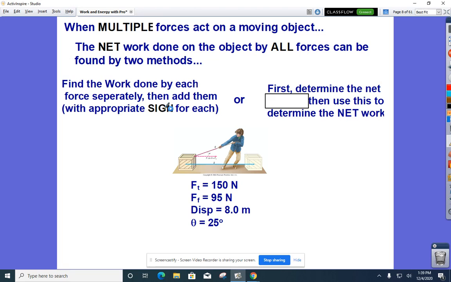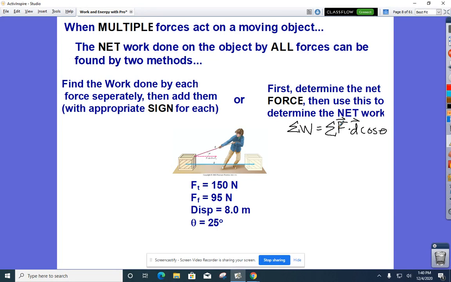You can also determine the net force and then use that to determine the net work. So let me just simplify that right over here for a second. We use the symbol sigma W to represent net work. I could write that as sigma force, that's the net force, multiplied by the displacement. Again, those are vector quantities, multiplied by the cosine of the angle between those, right? So that'd be maybe the simplest way to do it.